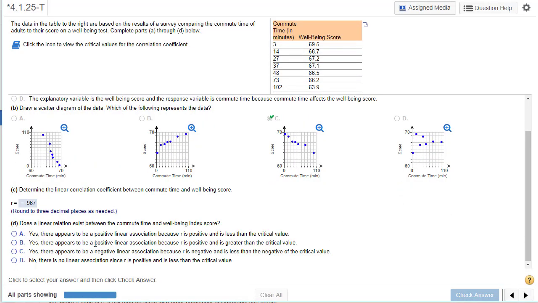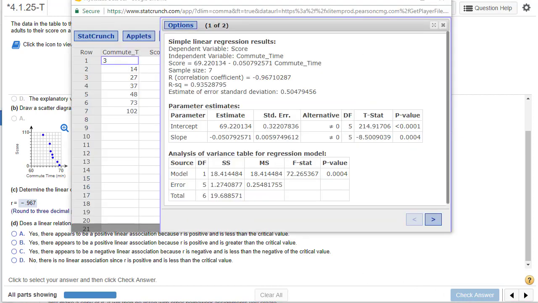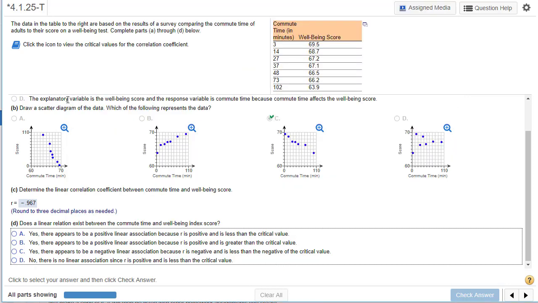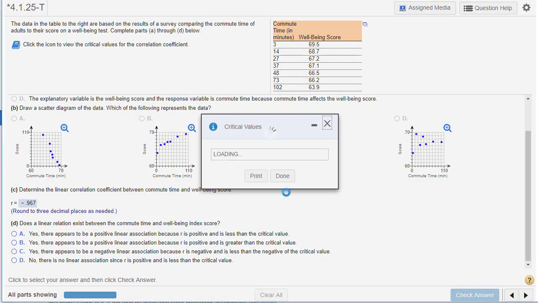Does a linear relation exist between the commute time and well-being score? So there are a couple different ways to do this. One, we've already run the simple linear regression, and we look over here at this value here. We got 0.004. Notice it's the same as this 0.004. So it is. If we didn't have that, they give us a table of values to look for.